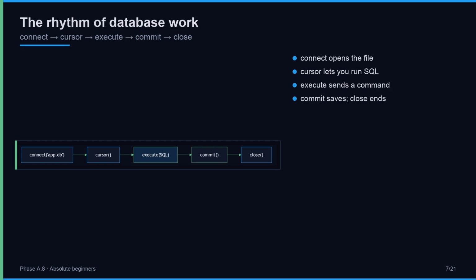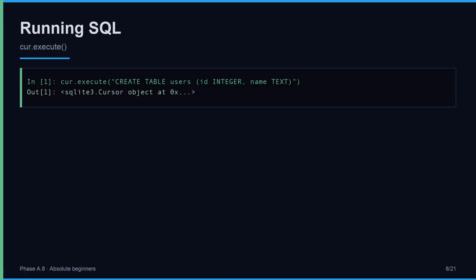5 steps, every time. Now you run your first SQL. Write cur.execute, open parenthesis, then a SQL string in quotes. Here we create a table called users with 2 columns: id is an integer, and name is text. Execute sends the SQL into the database through the cursor.